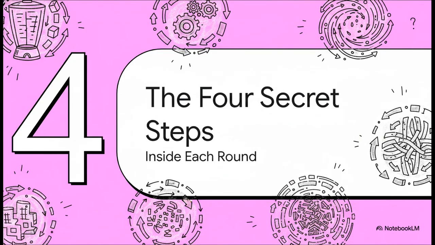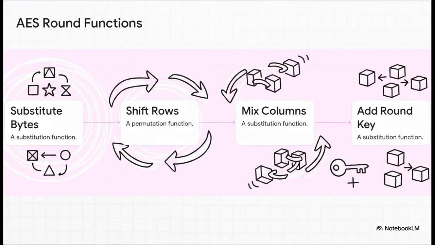Now for the really fun part, the 4 secret steps. Let's take a look at the transformations that happen inside every single one of these rounds. So what exactly is going on in there? Well, every round, except for the very last one, involves 4 distinct steps, and their whole job is to completely and utterly mix up your data. These 4 functions, they are the absolute heart of the AES process. You can think of it like this.